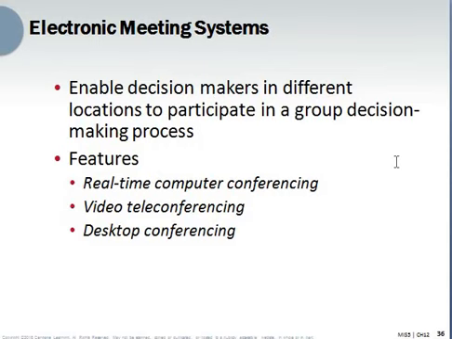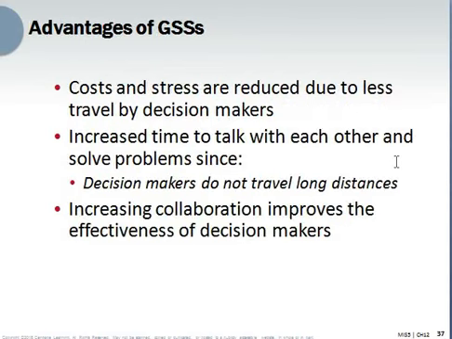Features are real-time computer conferencing. The software system, the package we are developing for GSS, should provide real-time computer conferencing, video teleconferencing and desktop conferencing, all types of online conferencing. Right? Advantages: cost and stress are reduced due to less travel by decision makers. They can work from a distance, work from home, right?